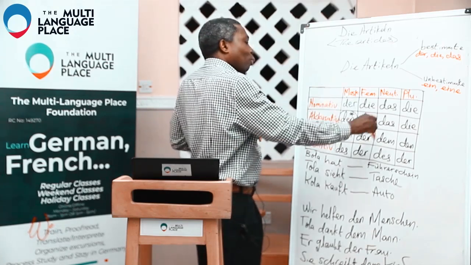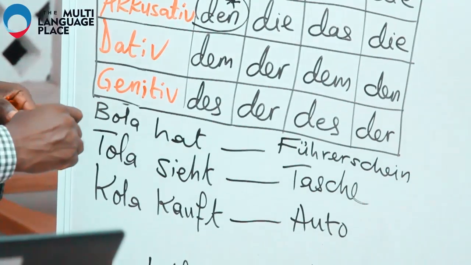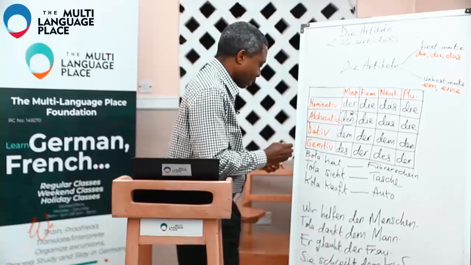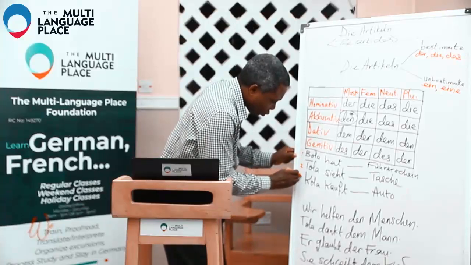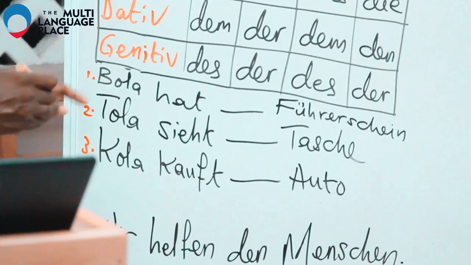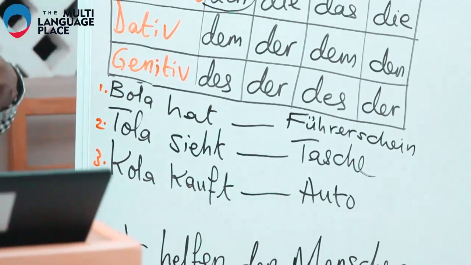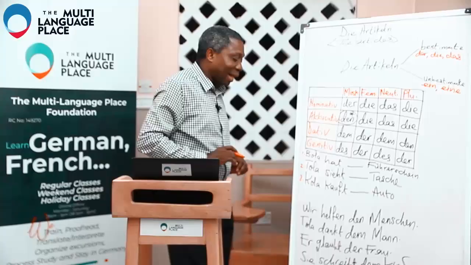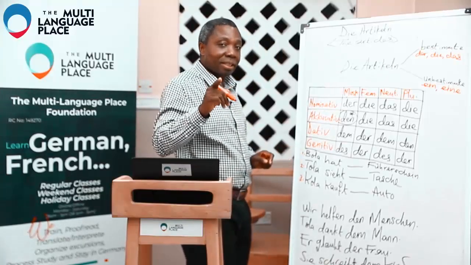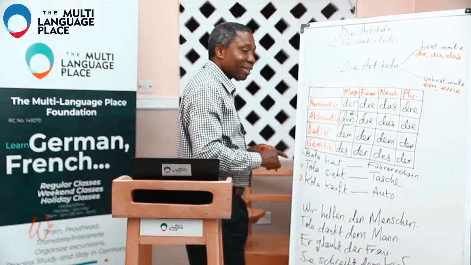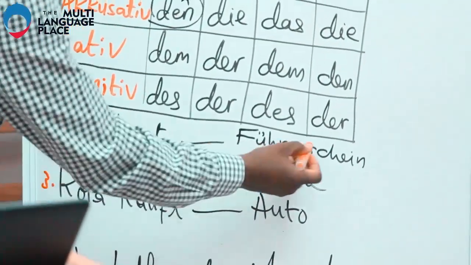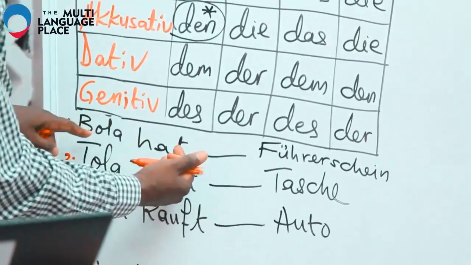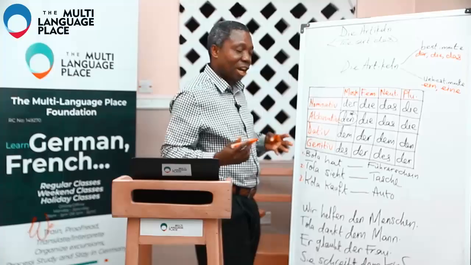How do you know the right one to put here? Remember, is it going to be in the nominative? Is it going to be in the accusative? Those are the two we are going to test with these three exercises. So I number it again: 1, 2, 3. So Bola has, remember we said nominative is the subject. That's Bola. So we are not having to do with nominative. And then we say the immediate object of the sentence is accusative. So definitely this is the object. What are we saying that Bola has? She has the Führerschein, the driving license.